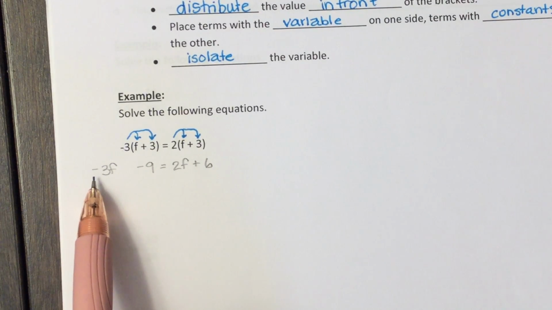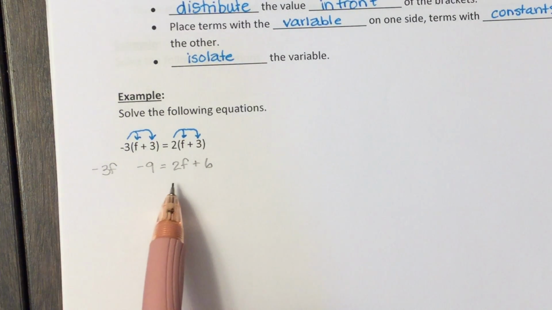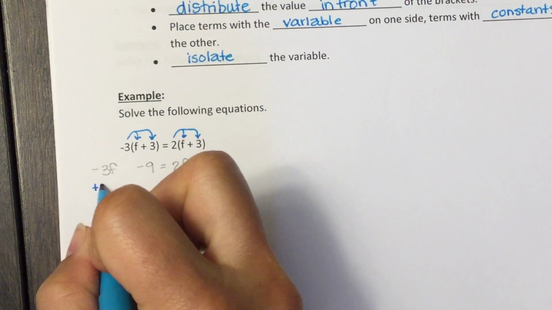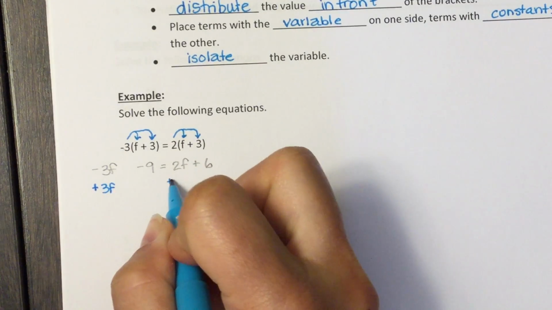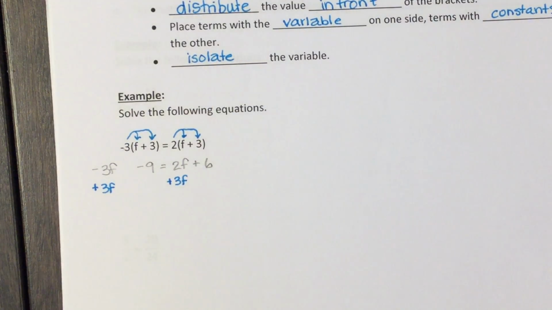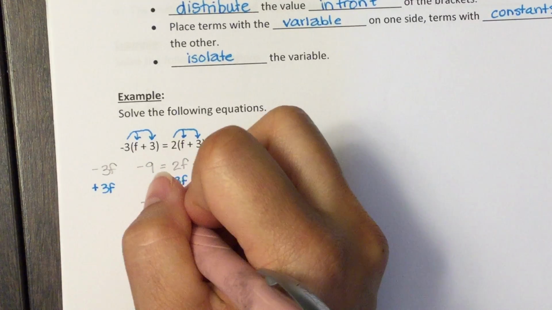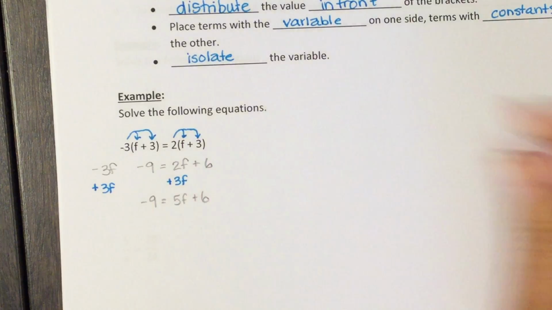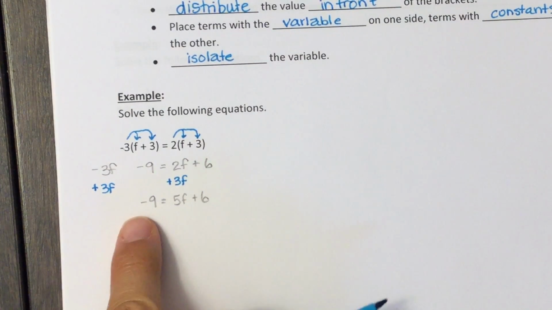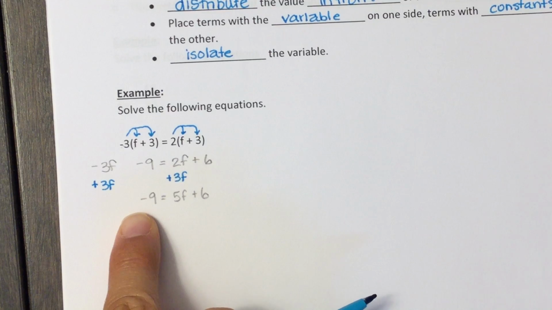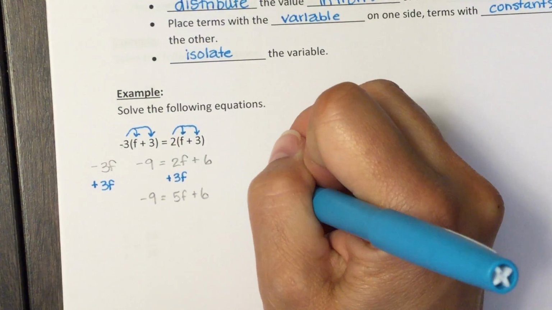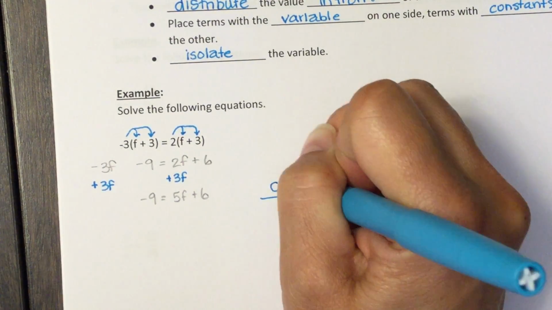Let's make our f positive, so let's bring this to this side. To get rid of the -3f, we're going to add 3f to both sides. So now we have -9 equals 5f plus 6. And then we'll move the 6 to the other side. Now really you don't have to. We can actually just solve it straight from here. So actually let's do that.